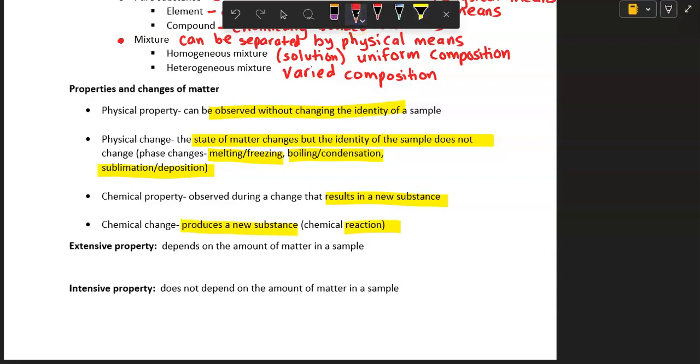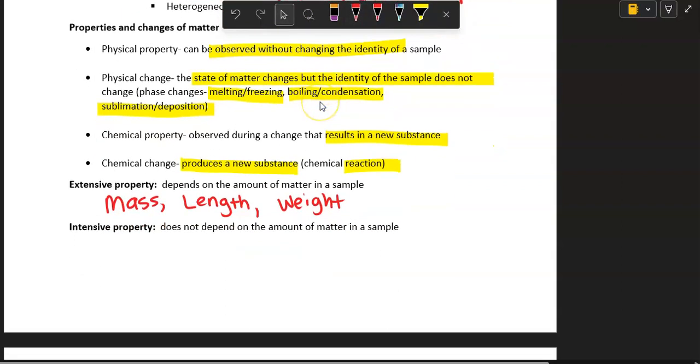And so one other quick difference in properties, we have extensive and intensive properties. Extensive depend on the amount of matter in a sample. So this is going to be things that you measure. So like mass, length, weight, which goes along with mass, but things that the more you have, the more the property is going to be. Intensive properties don't depend on the amount of matter in the sample, and so it's the same no matter what.